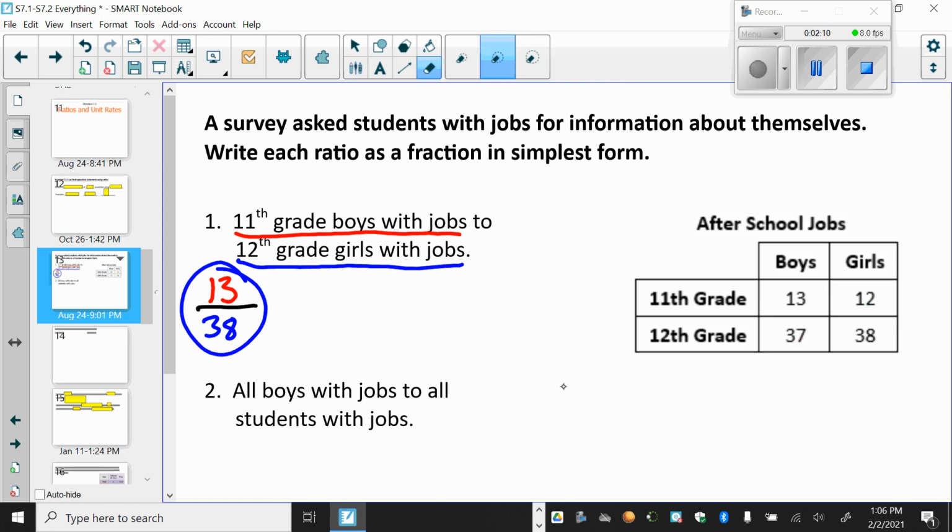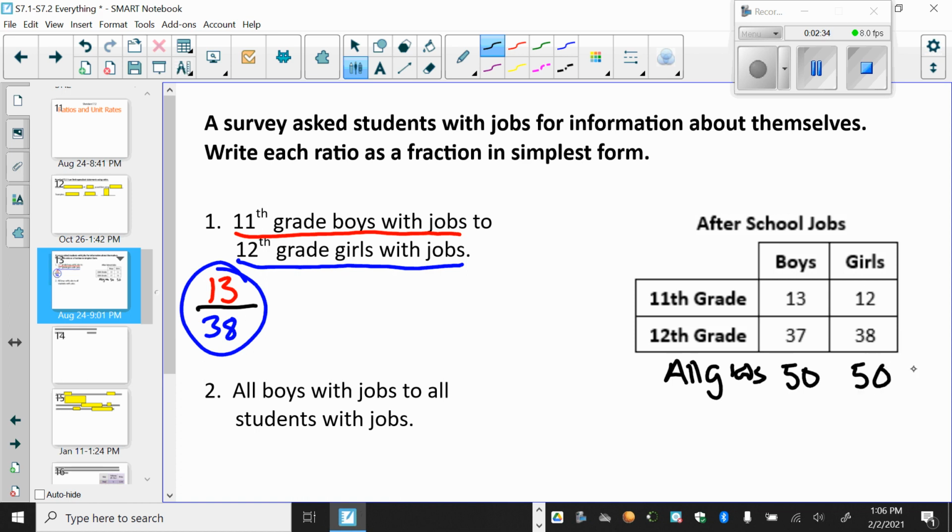Here's another question. All boys with jobs to all students with jobs. Oh, that's hard, because are all boys 11th and 12th grade together? No, but we can fill that information in by adding here. So we could say all grades for boys and girls. 13 plus 37 is 50. 12 plus 38 is 50.